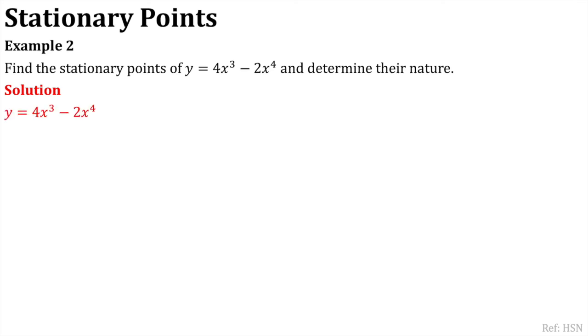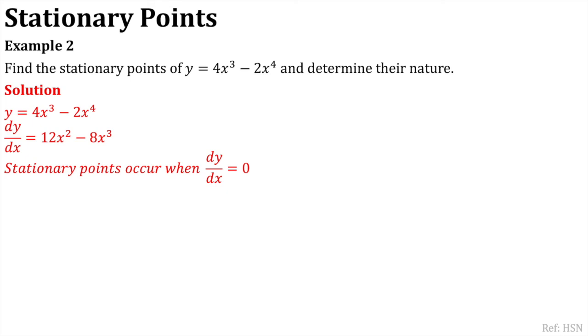So remember, like before, if you want to find stationary points, that is where the gradient is 0, i.e. dy by dx. So we firstly need to differentiate. So we'll get 12x squared minus 8x cubed. We know that stationary points occur when dy by dx is equal to 0. Therefore, 12x squared minus 8x cubed is equal to 0.